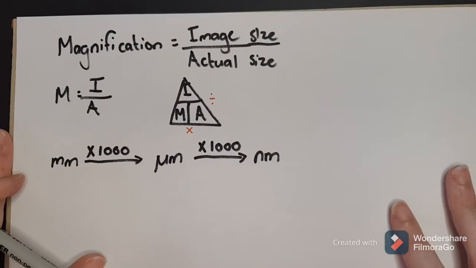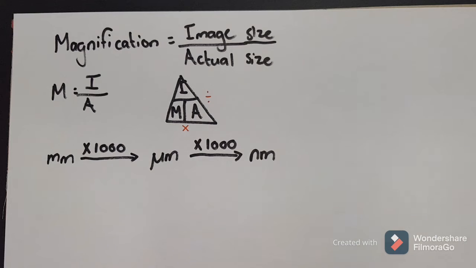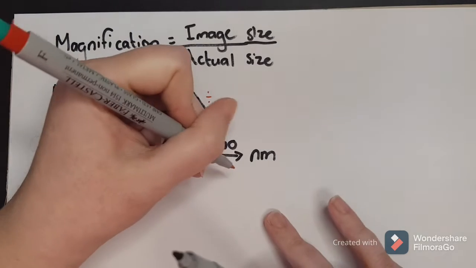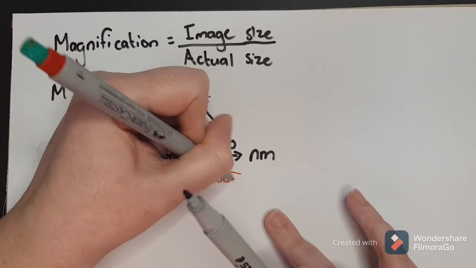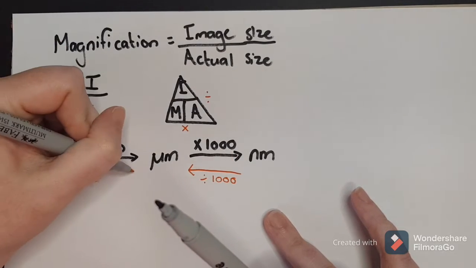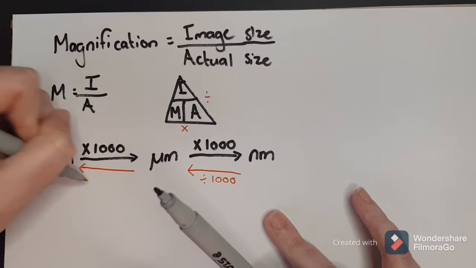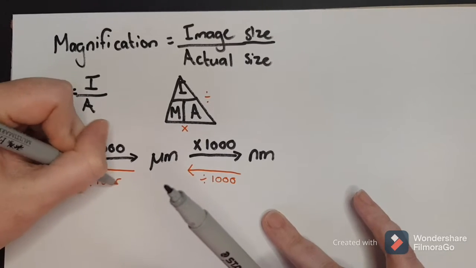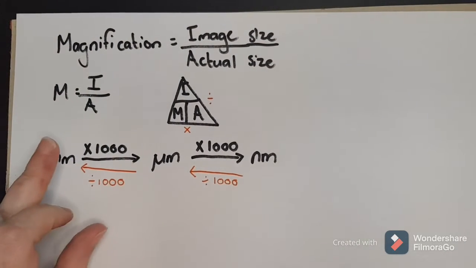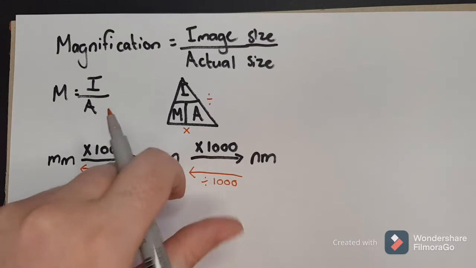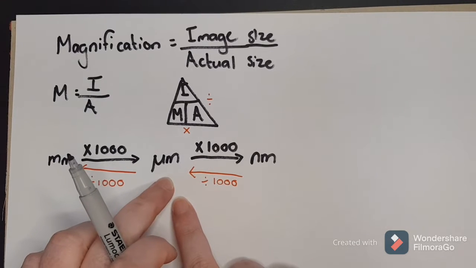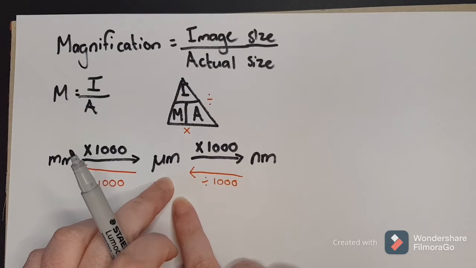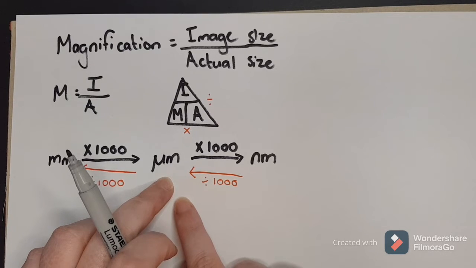If we want to go the other way, then we divide by 1,000. So if we go from nanometers to micrometers, we divide by 1,000, and if we go from micrometers to millimeters, we divide by 1,000. But usually we're going to go from millimeters to micrometers, because we measure everything in millimeters in our drawings, and we convert it to micrometers because micrometers is the standard that we measure cells in for actual size.